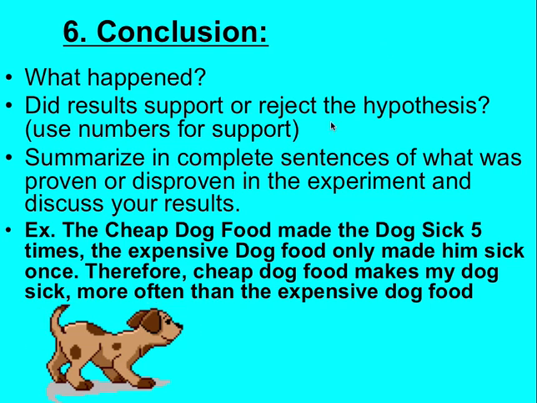Okay, so a good example would be the cheap dog food made my dog sick 5 times. The expensive dog food only made him sick once. Therefore, the cheap dog food makes my dog sick more often than the expensive dog food. So my hypothesis was correct. I might want to mention that. I should have probably done that. Now, anybody notice anything that's a little off-putting about this conclusion?